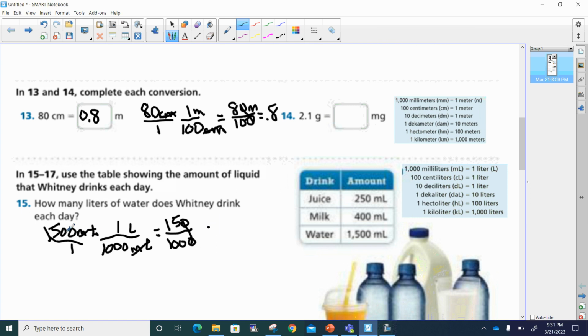0.1. Oh, wait a second. I noticed there's 2 zeros over here. Okay, so that means there should have been 2 zeros over here, which means I'd be crossing out 1, 2 zeros, and it would be 15 divided by 10. That's different. That's going to be 1.5, not 0.15. So 1.5 liters is how much Whitney drinks a day.